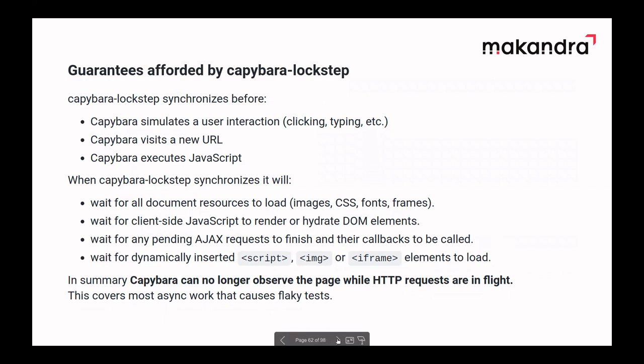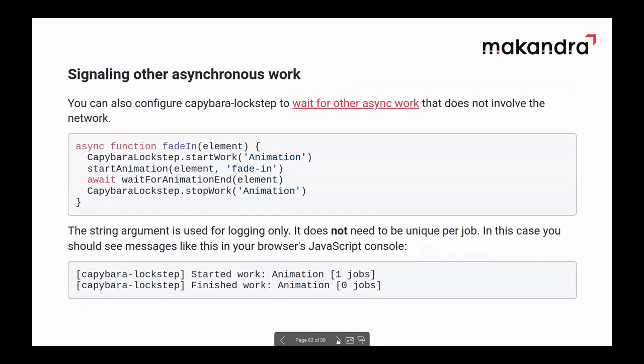So if you are in this situation where you have a legacy test suite like I had, maybe that's a solution for you. You can also signal additional async work, if you do some async work that does not result in a network request. Capybara Lockstep cannot see it, but then you can just tell it where the work starts and where it stops. And this way you can hook it into everything, but it will perform very well out of the box without any hooks or configuration.